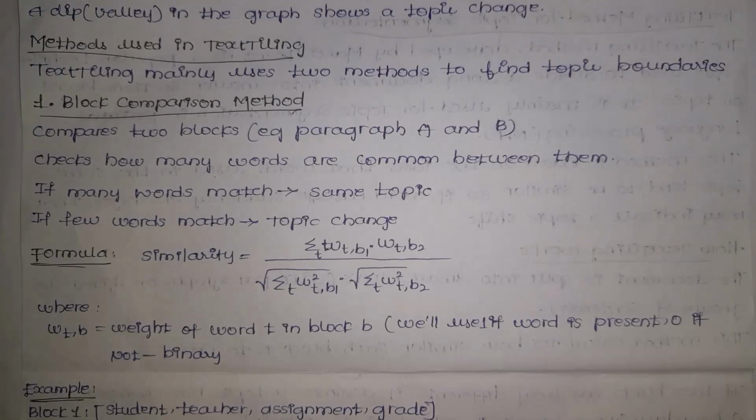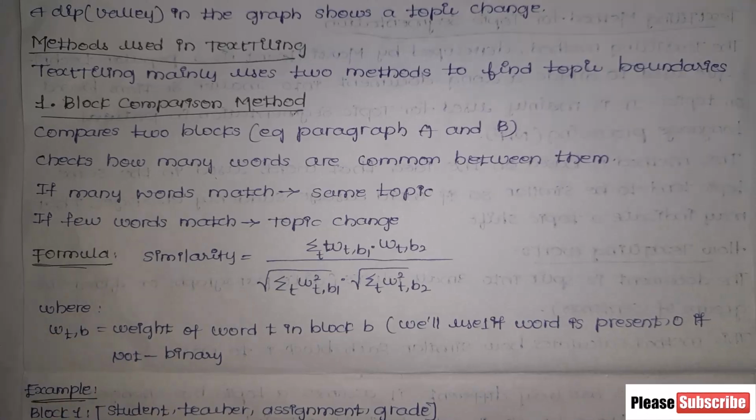Guys, we will use two methods in text tiling. One is the block comparison method and the second one is the vocabulary introduction method. First I will explain what the block comparison method is. Guys, in the block comparison method, we will compare two blocks. If many words match, then it is considered the same topic. If only few words match, then it is considered a different topic.